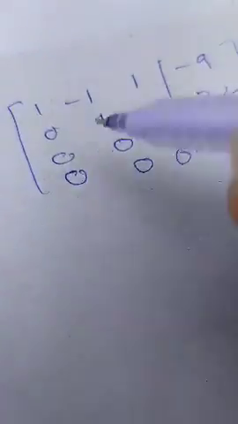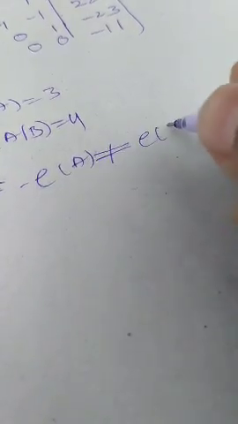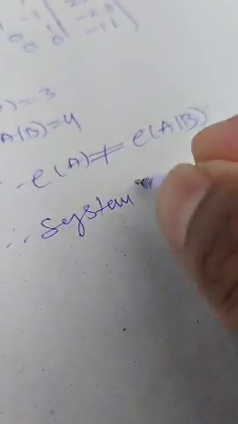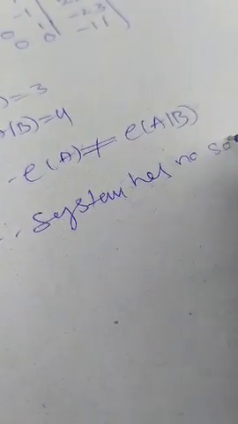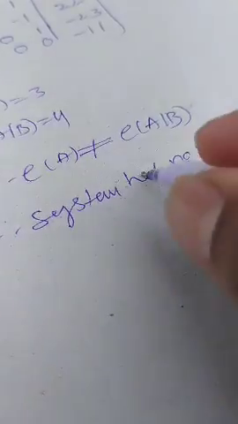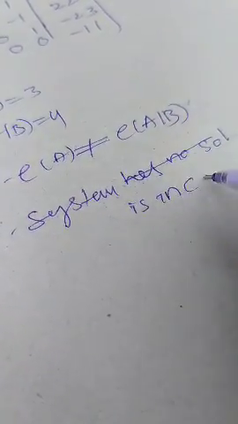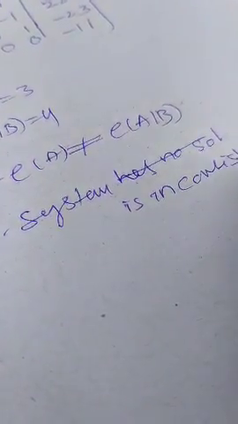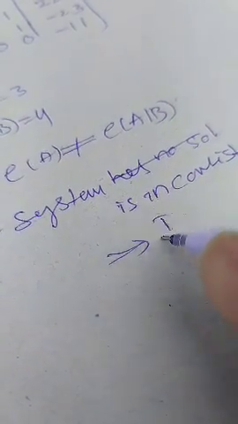Now this is converted into row echelon form. Now the rank of A: 1, 2, 3. Rank of AB: 1, 2, 3, 4. So the rank of A we got is 3, and the rank of AB is 4. Therefore rank of A is not equal to rank of AB. Therefore the system has no solution. The system is inconsistent. That implies it has no solution.